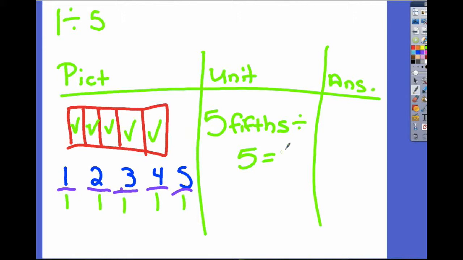Equals 1/5. And what does 1/5 look like? Connor? You have 1 as the numerator, and since it's 1/5, you have to put the 5 as the denominator. Good.